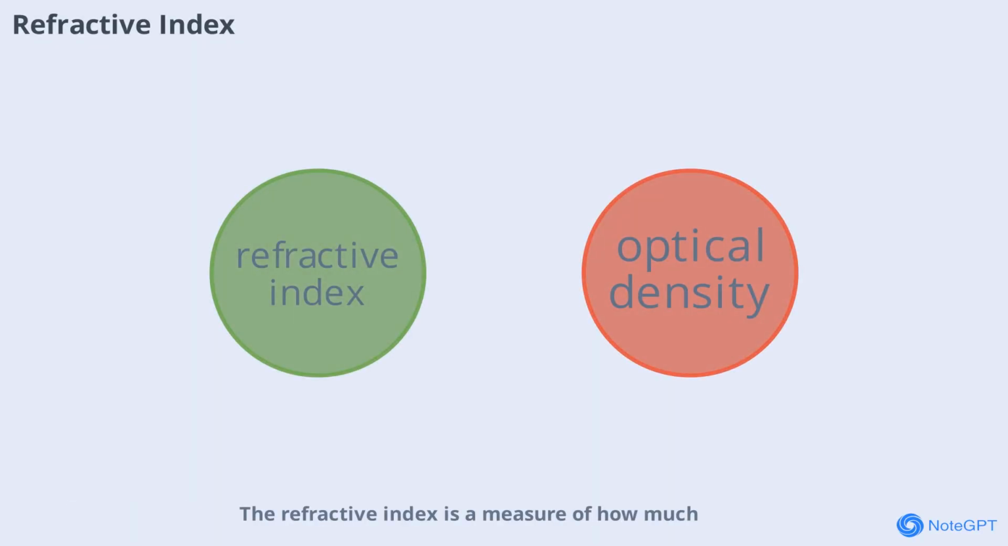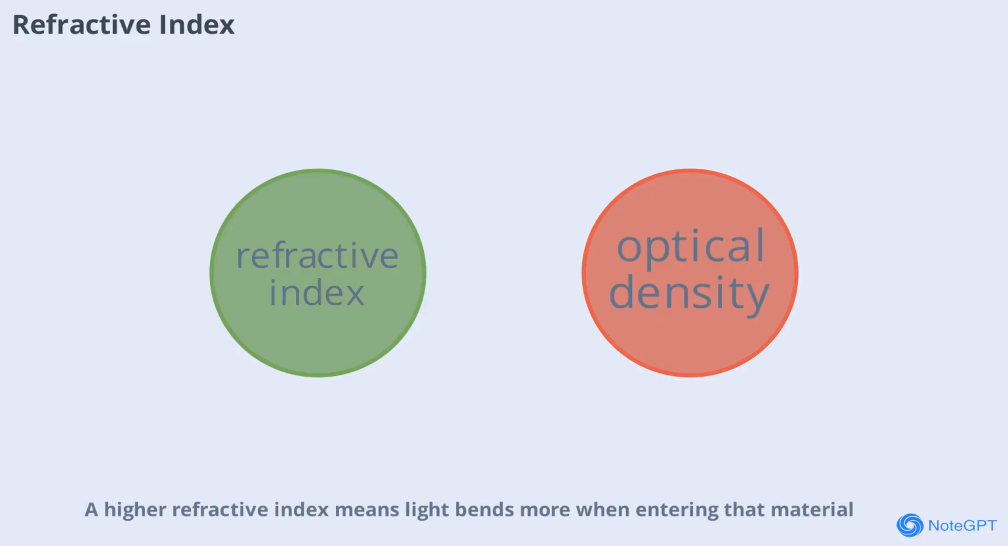Refractive index is a measure of how much light slows down in a medium compared to a vacuum. A higher refractive index means light bends more when entering that material. Glass has a higher refractive index than air, which is why lenses can focus light. This concept is crucial for understanding how optical devices like glasses and microscopes work.